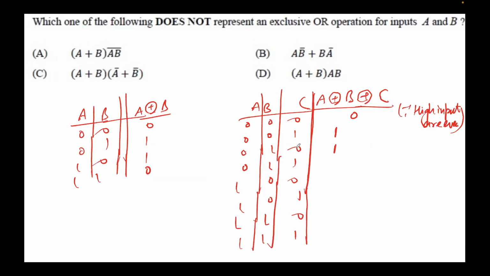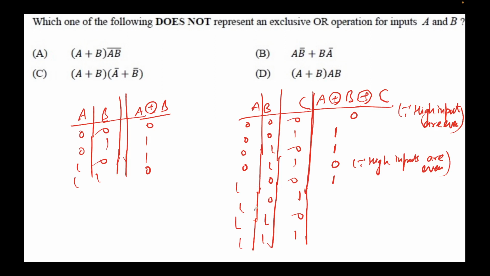Yeah, so 2 inputs are high in the 4th row. So this will be 0 because the number of high inputs is even. There are 2 inputs that are high, B and C. Similarly, if you come to the 5th row, the number of inputs that are high is 1. Only one input is high. Hence the answer would be high.